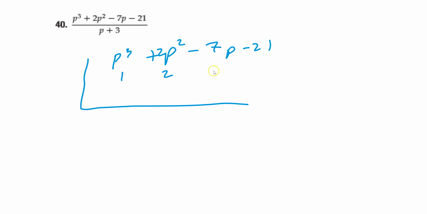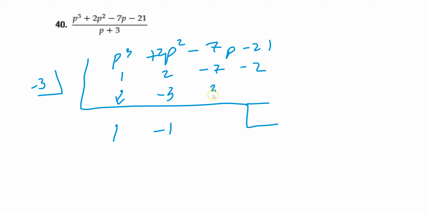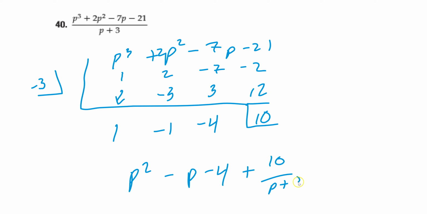So say 1, 2, -7, -21. Bring the first one down. We're dividing by p plus 3, so we use -3. Bring the first one down, multiply across, add, multiply across, add, multiply across, add, and I get 10. Hey, look at it. It wouldn't divide evenly anyway. It's always 1 power less. So p squared minus p minus 4 plus 10 over p plus 3. There you go. That's synthetic and long division.